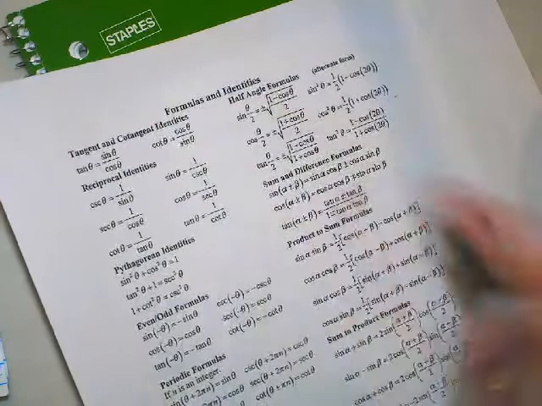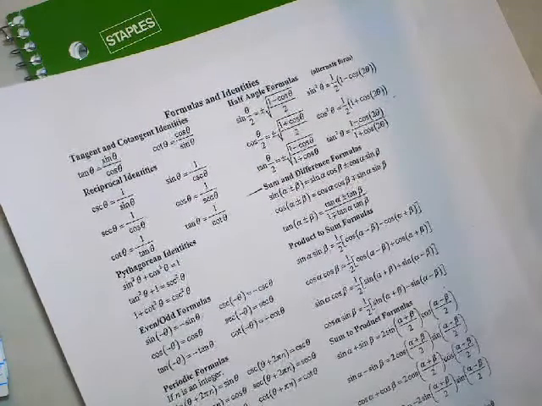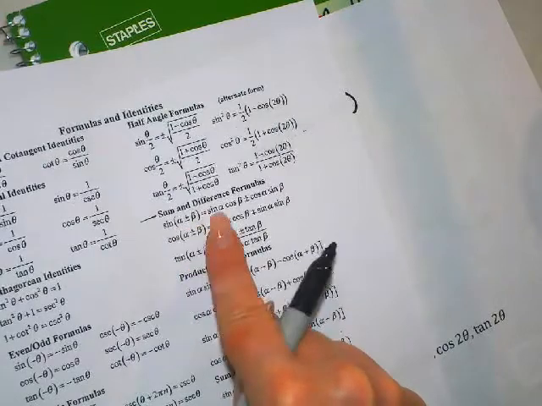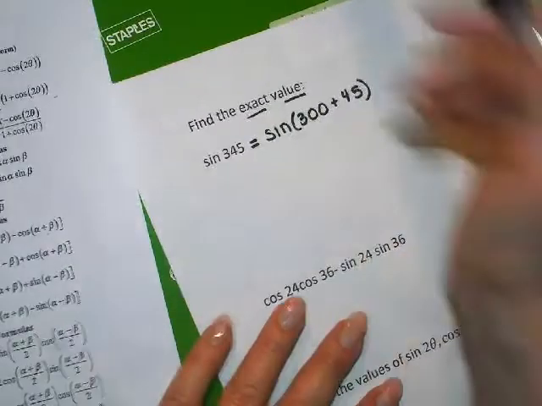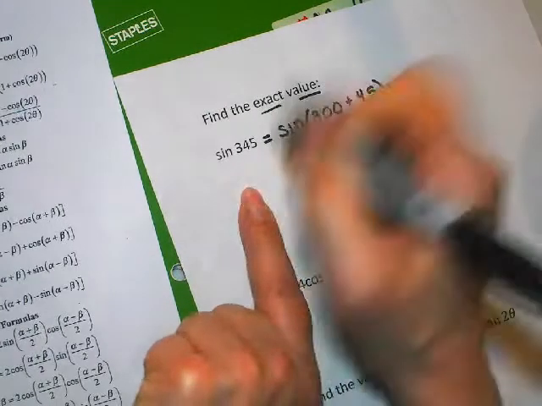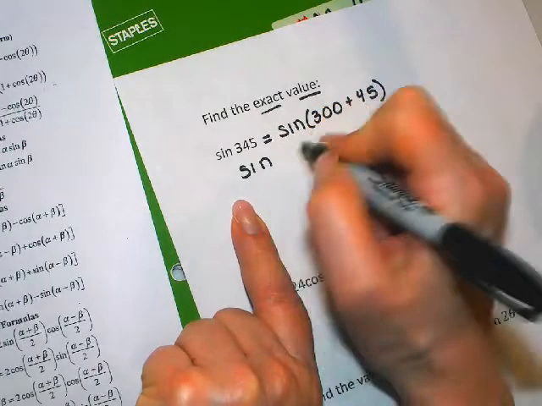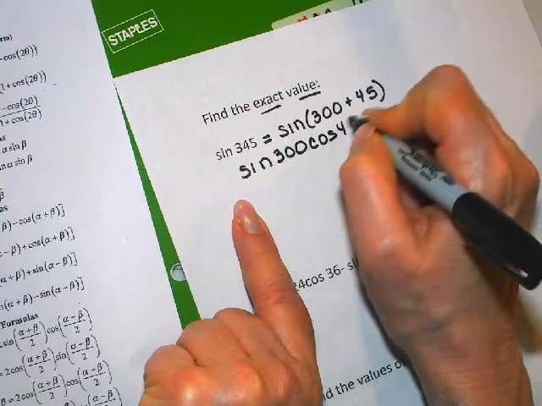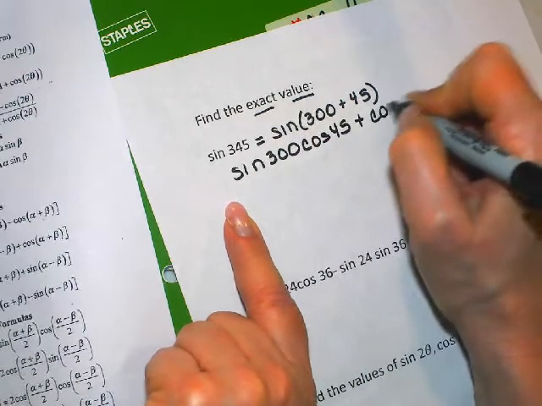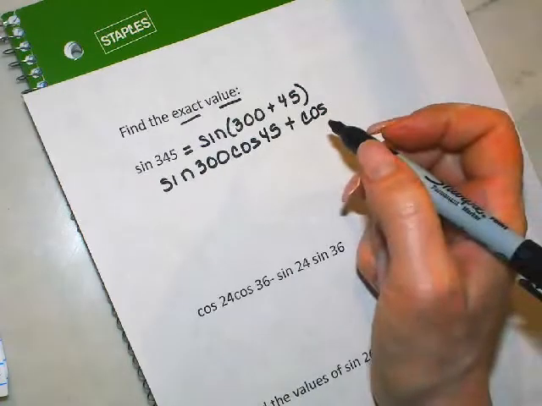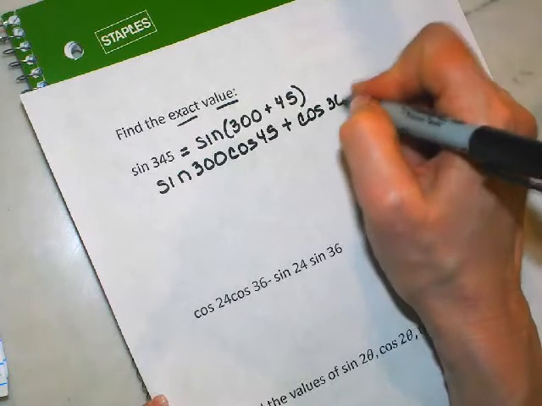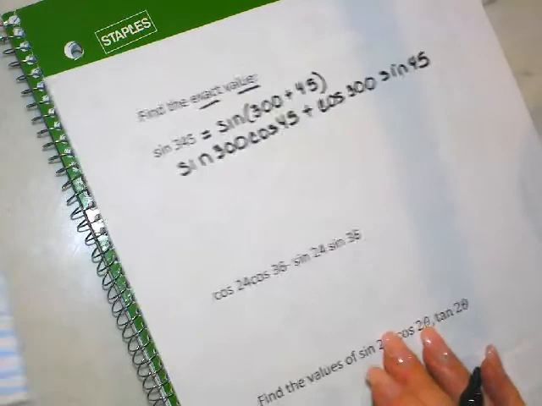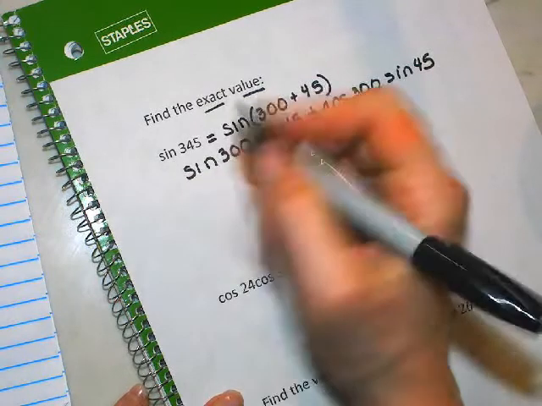Now I'm going to take my little formula sheet and look at the sum and difference formulas. Okay, I'm doing sine, the sine of A plus or minus B, and here's the formula. So I'm going to expand. Remember, this is your A, this is your B. So this is going to be the sine of 300 cosine 45 plus cosine, my way, 300 sine 45. And then I just actually put in the values.